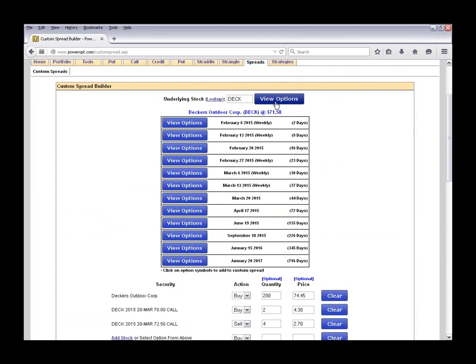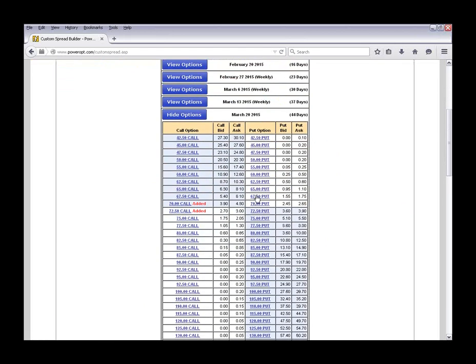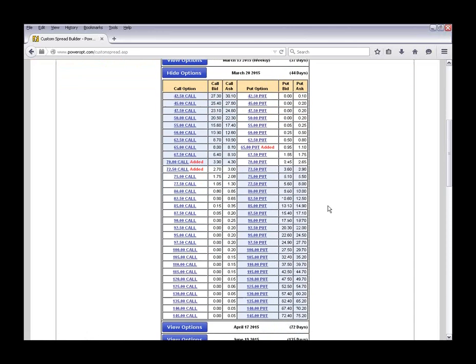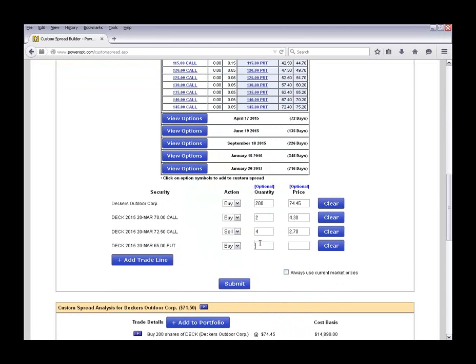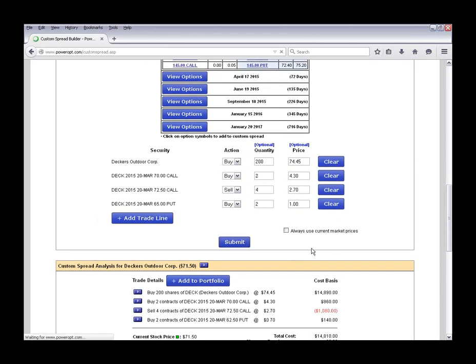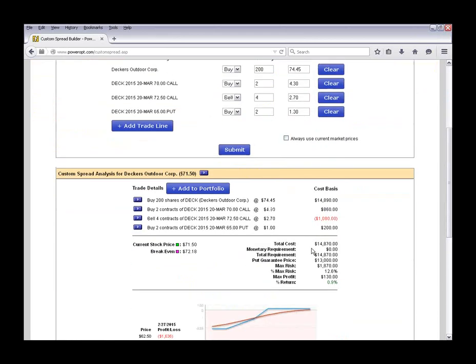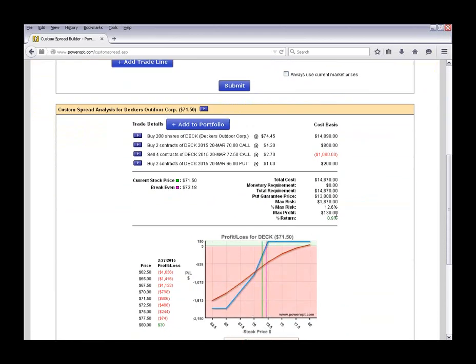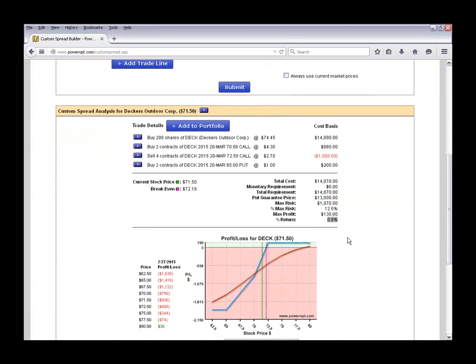If I'm doing a collar for protection, I want to keep it around a range of a max risk of only 5 or 6%. That's when I open a collar to begin with. Let's go to a different strike. Let's try the 65. We'll call it $1. We've got to buy 2 at $1. 12.6% risk, and we take it at only a 0.9% gain.